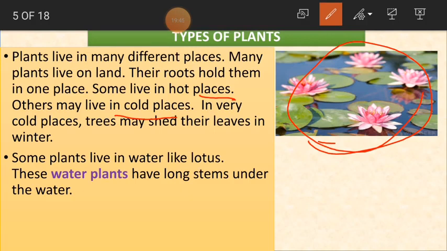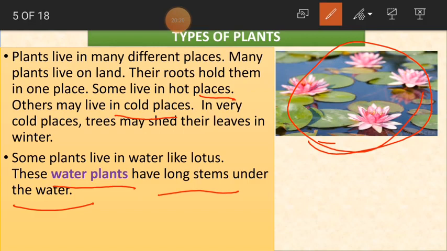We call them water plants, and they have long stems under the water. Under the water, you are not able to see their roots and the stems. They are under the water. We are not able to see the stem here because only the leaf and the flower are seen above the water, on the water surface, and its long stem is under the water. This type of plants are called water plants.